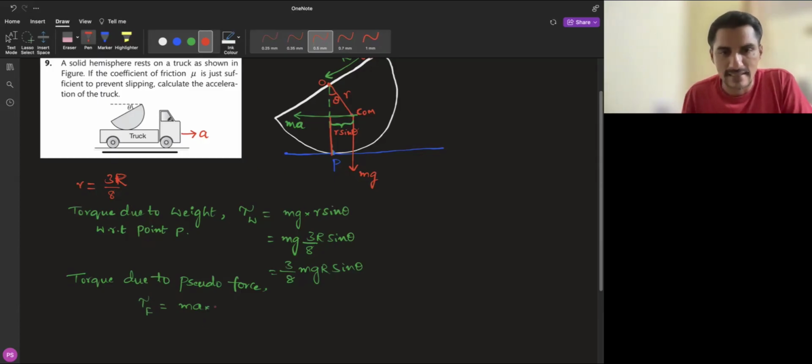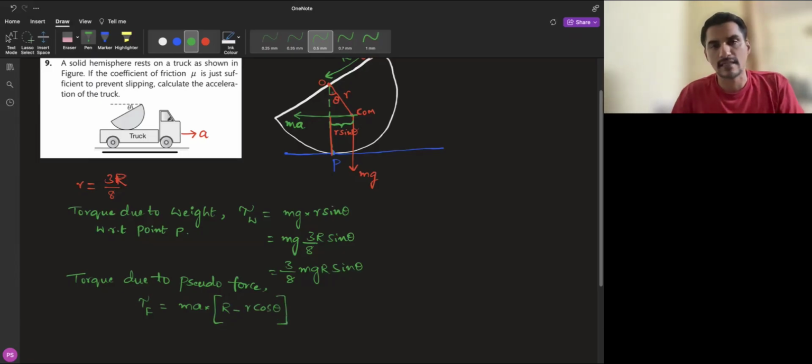Can I write it as ma into, I'm going to write the perpendicular distance as, see this clearly, capital R minus r cos theta. Can I write like this? Because the total distance from O to P is capital R, and if I subtract r cos theta, I'm going to get the perpendicular distance from P to this point. Now, these two are equal. That's why it is not rotating at all, right?